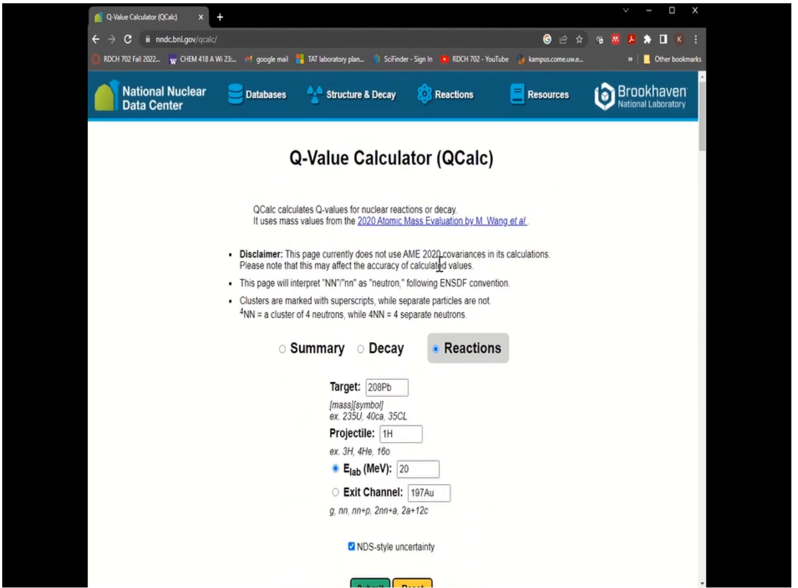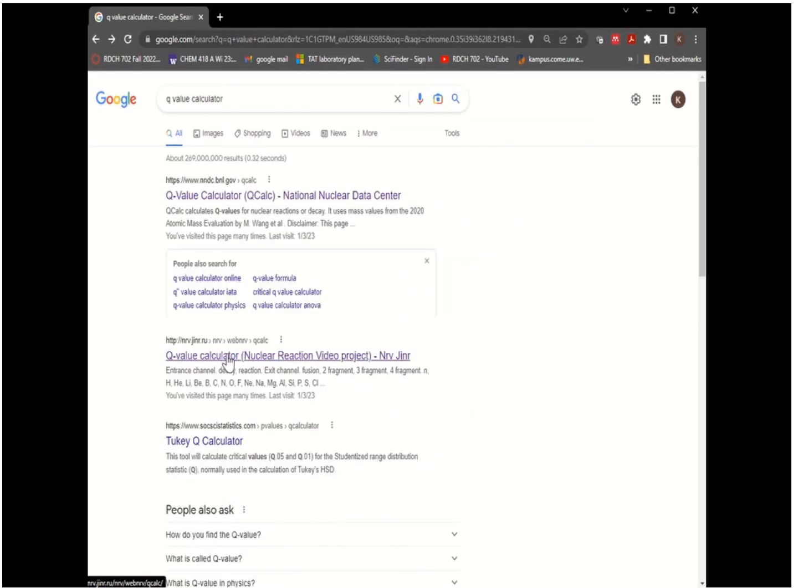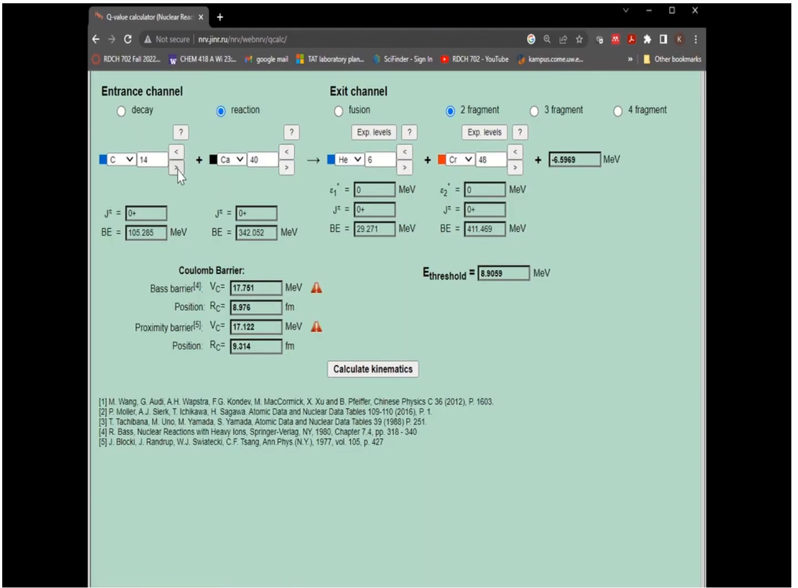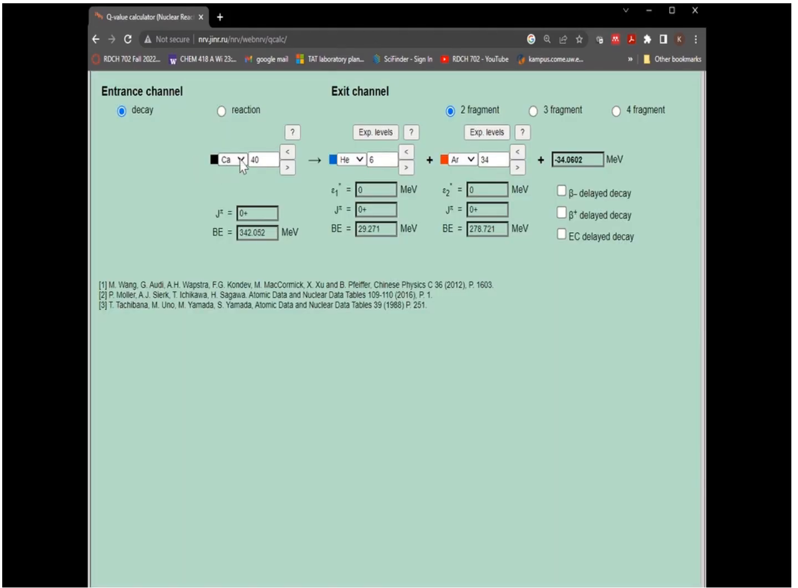So you see from this Q value calculator site, you can get lots of information: a summary of an isotope, a specific decay, or any reaction you can possibly think of. The site from Russia is similar. It has a database. You can discuss decays, so we can start with our bismuth decay.